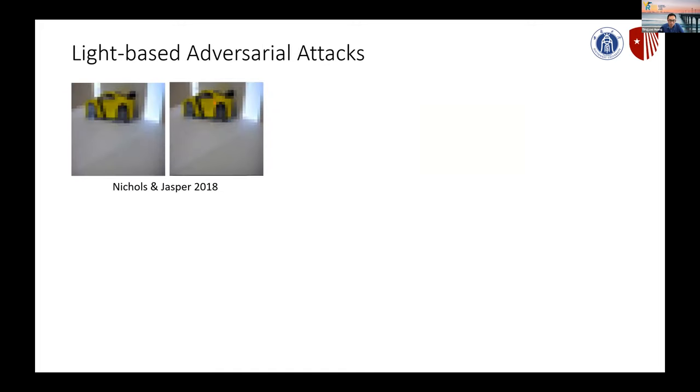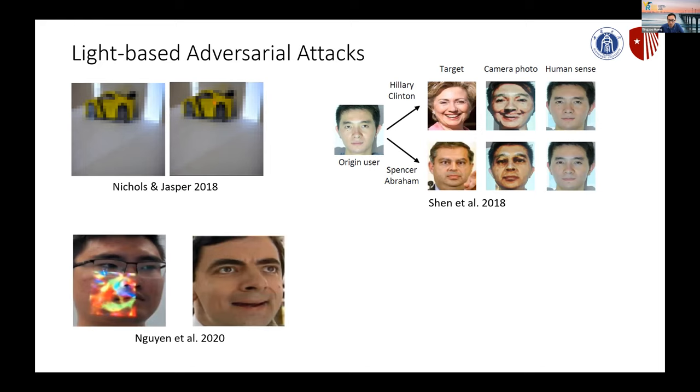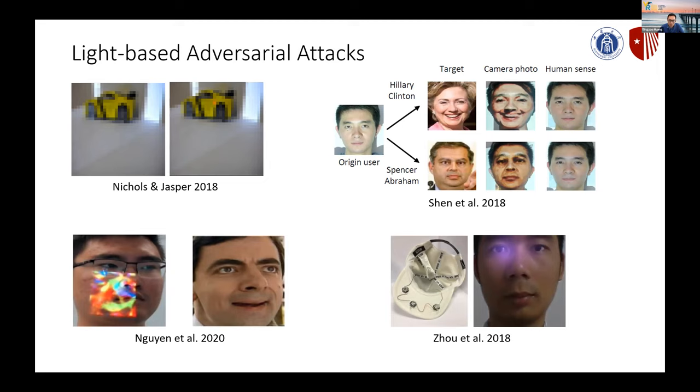Compared with physical ones, light-based adversarial attacks modify only the environment light condition instead of the physical entities. Thus, they can be more flexible and transient by changing the projected patterns. For example, Nichols and Jasper achieved untargeted attacks with a low-resolution projector-camera system where only one projector pixel is projected to the car. Shen and the co-authors control camera shutter speed to capture human-imperceptible adversarial patterns. Wayne and the co-authors project strong adversarial patterns to fool face recognition systems, while Joe and the co-authors use infrared LEDs instead for better stealthiness.